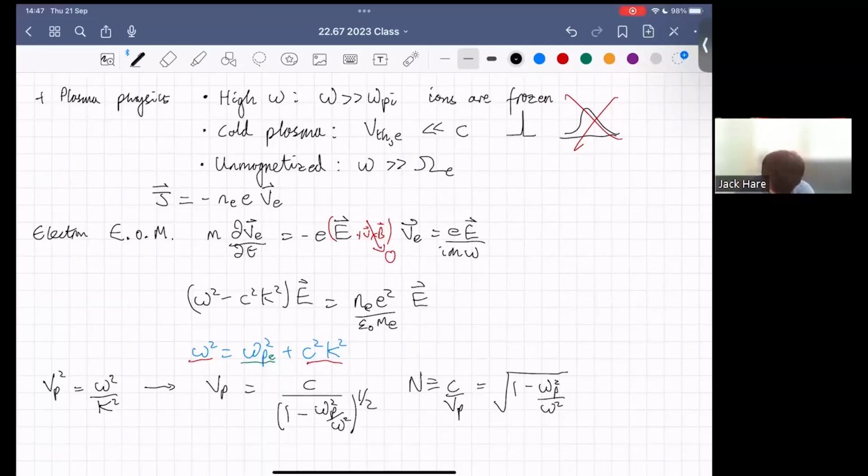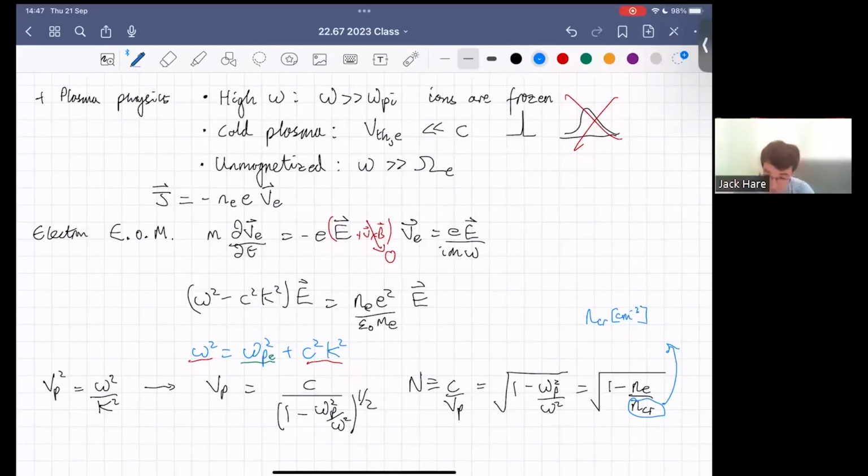And we often write this not in terms of frequencies, but in terms of densities, because the plasma frequency has inside it an electron density. And we write 1 minus Ne over N critical, like this, where N critical is some critical density, and we'll get on to why it's so critical in a moment. But if you want to approximate it, then N critical in centimeters to the minus 3, so particles per cubic centimeter, is roughly 10 to the 21 over lambda squared, when lambda is in microns here.